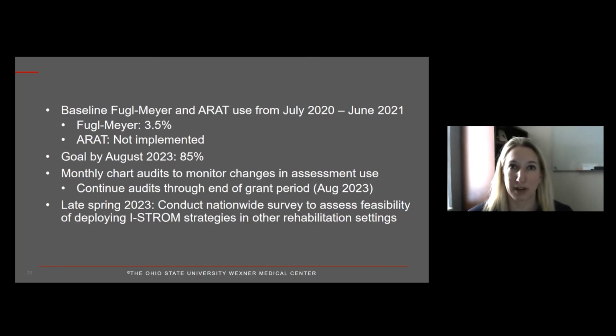And then in late spring of 2023, we plan to conduct a nationwide survey describing each of the implementation strategies that we rolled out and assess the extent to which those strategies are feasible as perceived by other practitioners who represent different healthcare systems, because we don't want these strategies to just live at Ohio State. We do want them to become useful and be used by practitioners across the country as well.